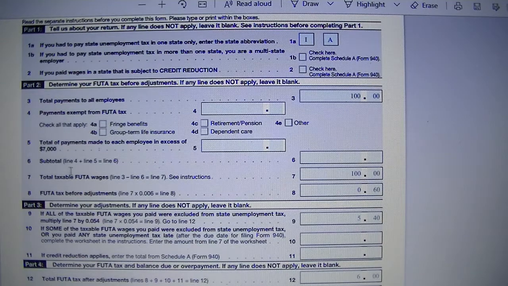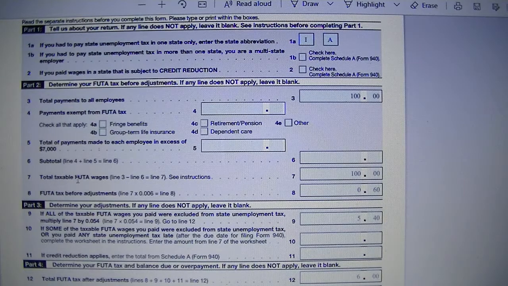Line 6, subtotal. You'll total line 4 and line 5, and that will go on line 6. And remember, you could round or you could use the cents. But if you choose to round, you round everything. If you choose to use cents, you use them. You don't mix rounding and using cents at the same time. In our example, we are using cents and we don't have any exempt from FUTA, so we left line 6 blank. We didn't put 0, we left it blank.